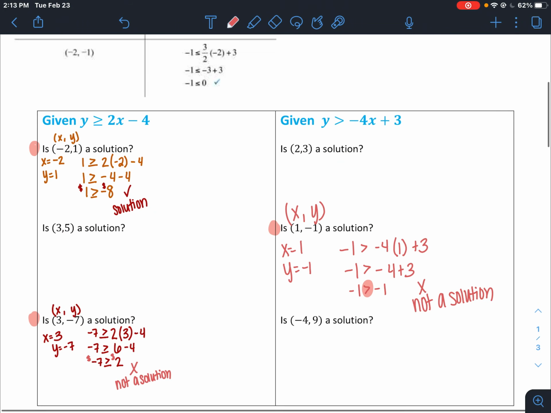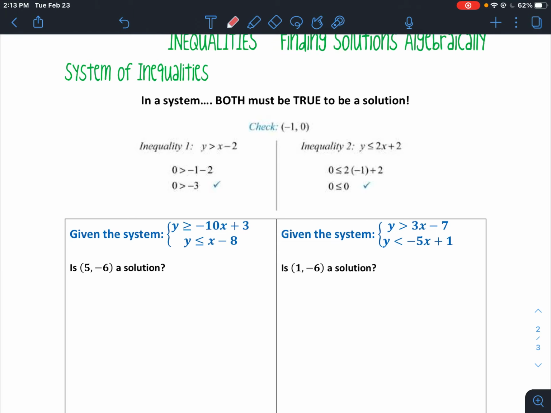Okay, so try the other three on your own. If you need to pause the video, you can. Otherwise, we're going to move on to this next part for a system of inequalities. It's just two or more inequalities. And in a system, so in this case, we'll just look at 2, both must be true in order to be a solution.